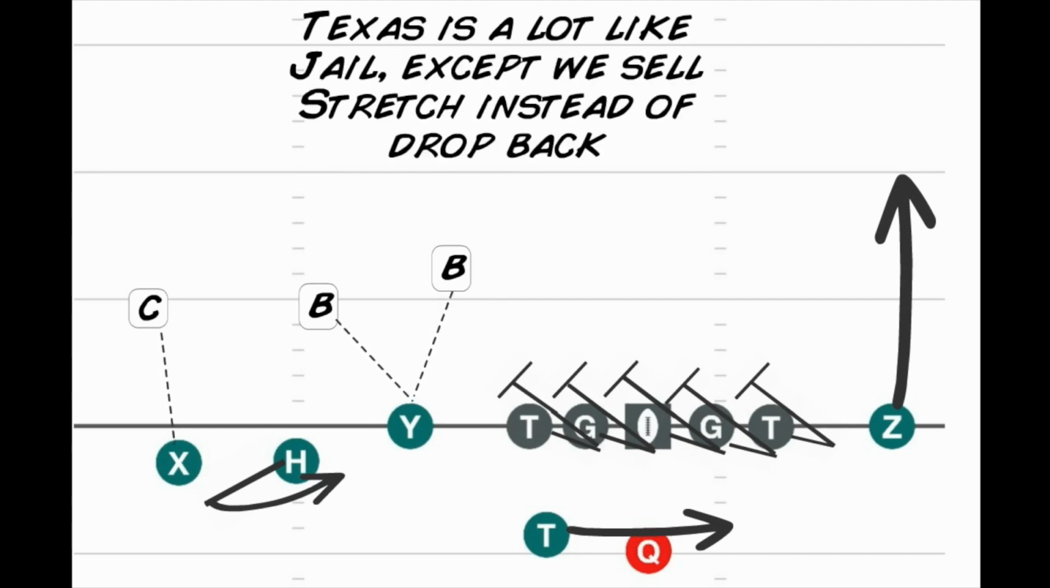The offensive line here and the running back and the quarterback, instead of selling drop back like we did on Jailbreak, we're going to sell outside zone. We're going to sell stretch. If we're running Texas right, we're going to run stretch left with our offensive line, with our running back, and with our quarterback. The quarterback's job is to sell the stretch fake. So he's going to ride that running back, and then he is going to get big and throw the screen.